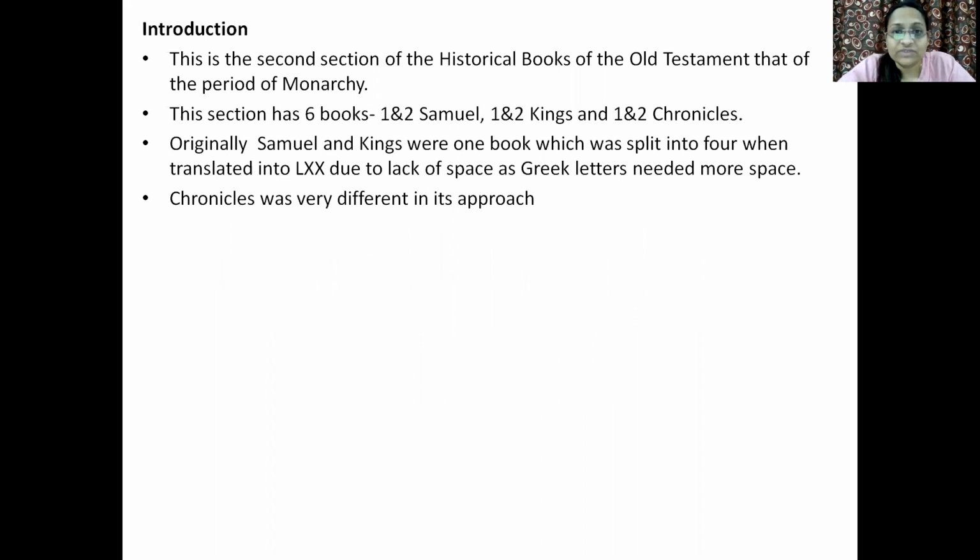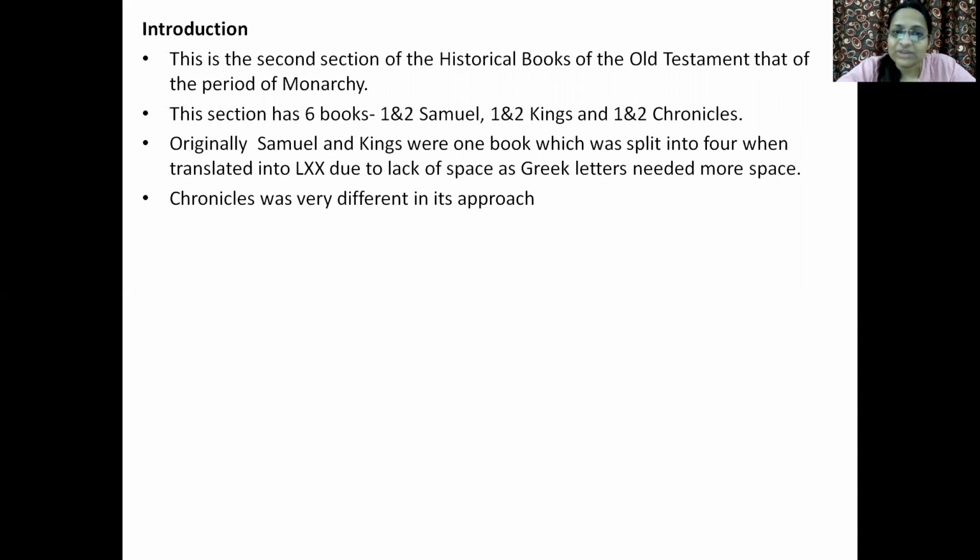This is the second section of the historical books. The first section we saw was Joshua, Judges, and Ruth. Joshua and Judges were part of the former prophets, and Ruth was part of the writings. These are the proper historical books according to the Greek and English Bibles that we have. They belong basically to the period of the monarchy, and this section has six books: First and Second Samuel, First and Second Kings, and First and Second Chronicles.